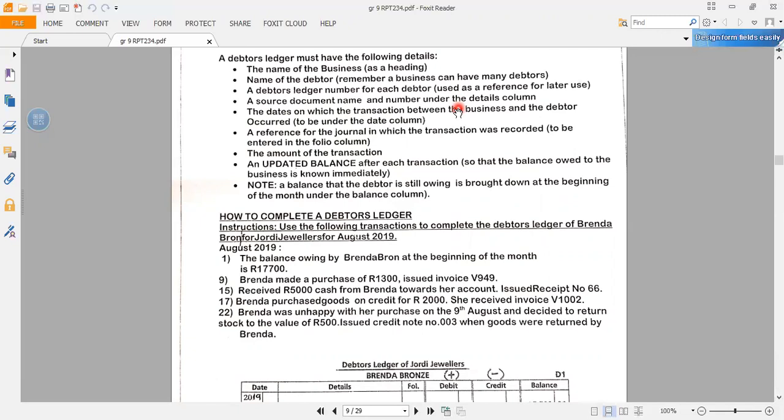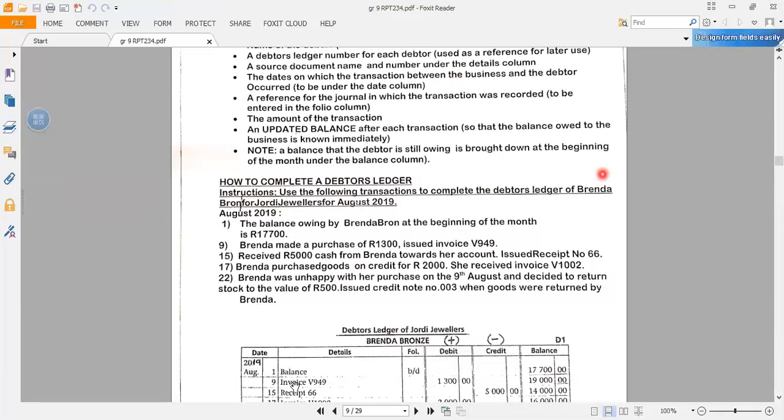Thirdly, we have a debtors ledger number for each debtor. That is used as a reference for later use. In this case here, we have D1. Can you see D1? So Brenda Bronze is debtor number 1. Then a source document name and number under each of the debtors, under the detail column. When I present further down, can you see it? Under the detail column, the source document number.